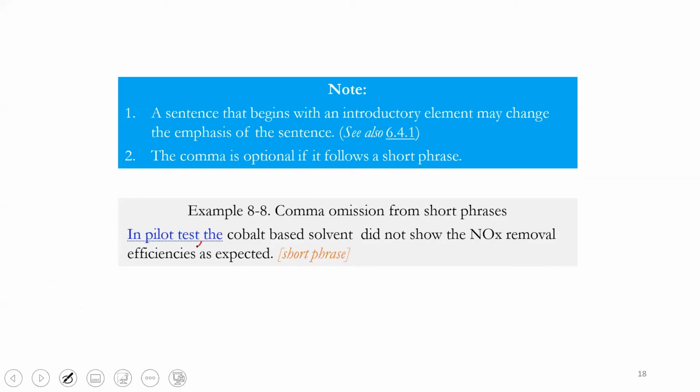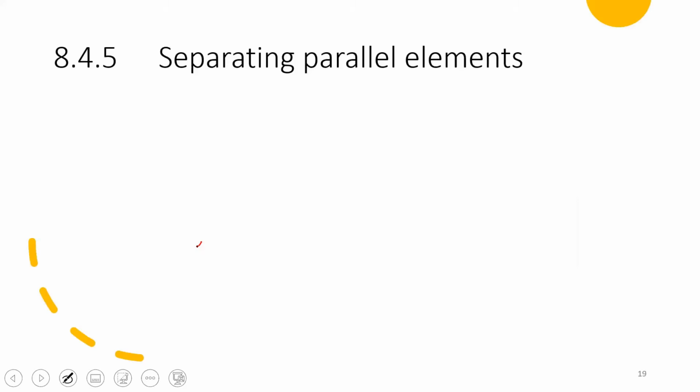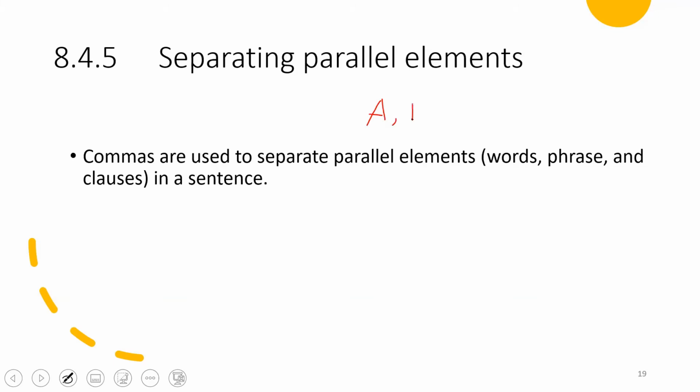Okay, why? Because it's short. You don't need a break. You don't need a pause. You just started and then you pause, right? In pilot test, comma is used for separating parallel elements. Right now, a very high level example: A, B, and C.